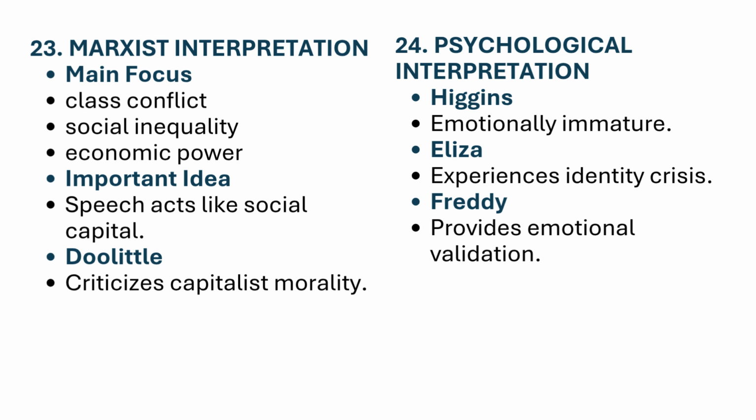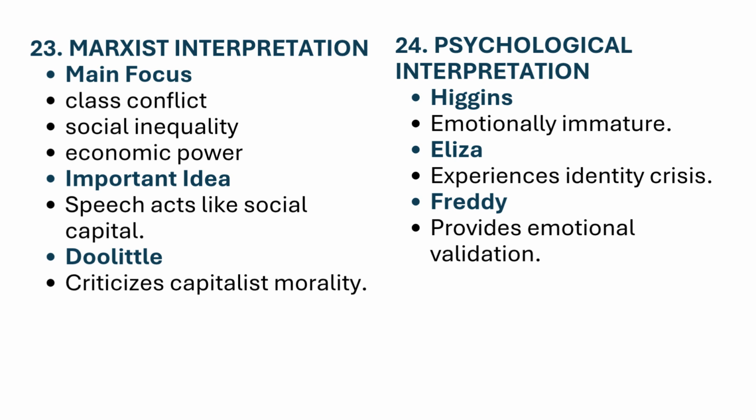Therefore, these two critical approaches reveal different dimensions of the play. The Marxist interpretation emphasizes class inequality, economic power, and social structures. The psychological interpretation emphasizes emotions, identity, personal growth, and human relationships. Together, they show that Pygmalion is much more than a comedy about speech lessons. It is a profound exploration of class, power, identity, psychology, and the human search for dignity and belonging.